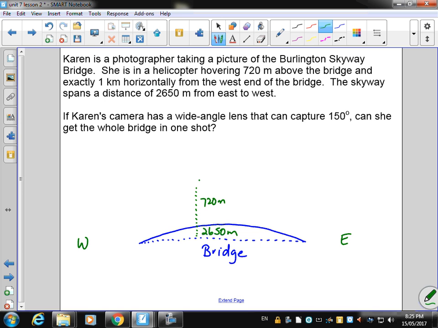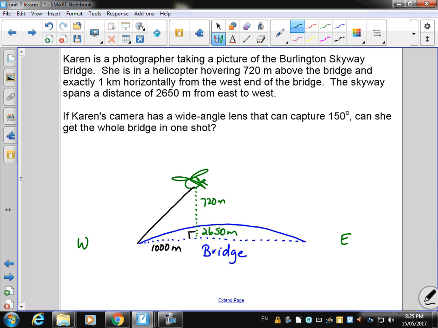I'm not even gonna, oh yes I will, come on. So we have a helicopter, he's got, oh this is dreadful. Big, huge. Okay. Anyway, there's our helicopter. She is 720 meters above the bridge and exactly 1 kilometer horizontally from the west end. So 1 kilometer in meters would be 1,000 meters. So this is this side of the bridge.